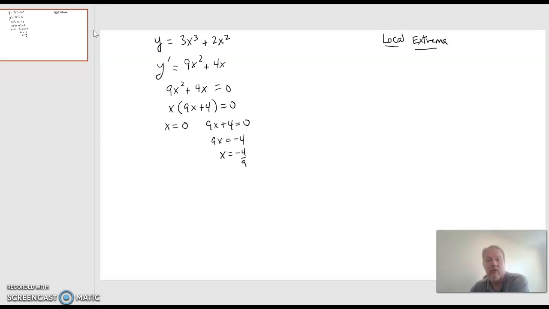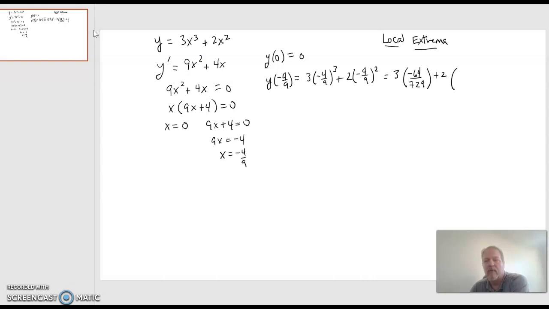So if you put 0 in the original equation, you get 0. And if you put negative 4/9 in the original equation, you get 3 times negative 4/9 cubed plus 2 times negative 4/9 squared. And negative 4 cubed is negative 64. 9 cubed is 9 times 9 is 81, 9 more times 9 more is 729. Plus 2 times negative 4/9 squared is a positive 16 over 81.